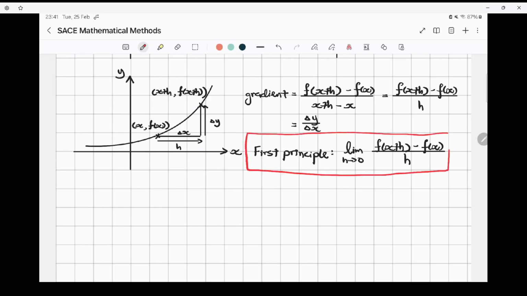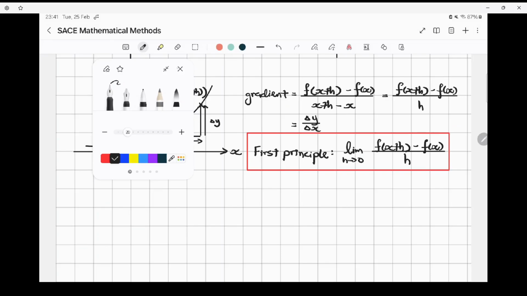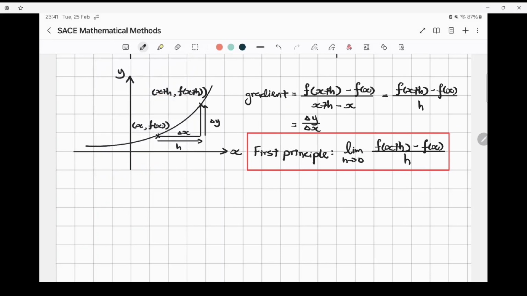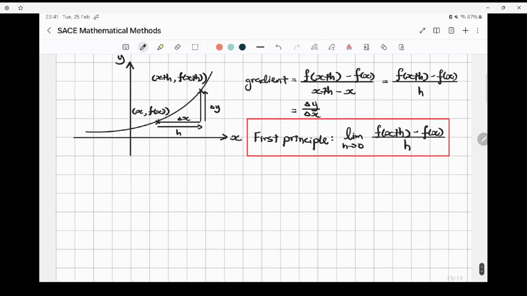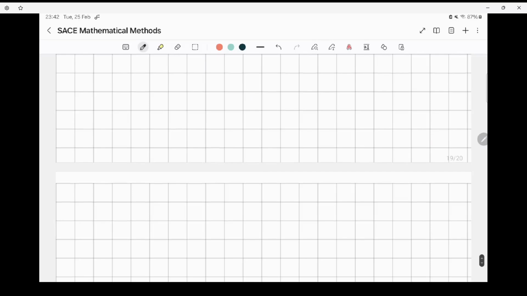So whenever an exam question asks you to derive something using the first principle, this is what you need to do. This is the equation that you need to write. As this particular limit goes to 0, your first principle, or your delta y divided by delta x, will become dy/dx. This thing will become dy/dx, the usual derivation that you know. So now let's look at some examples.